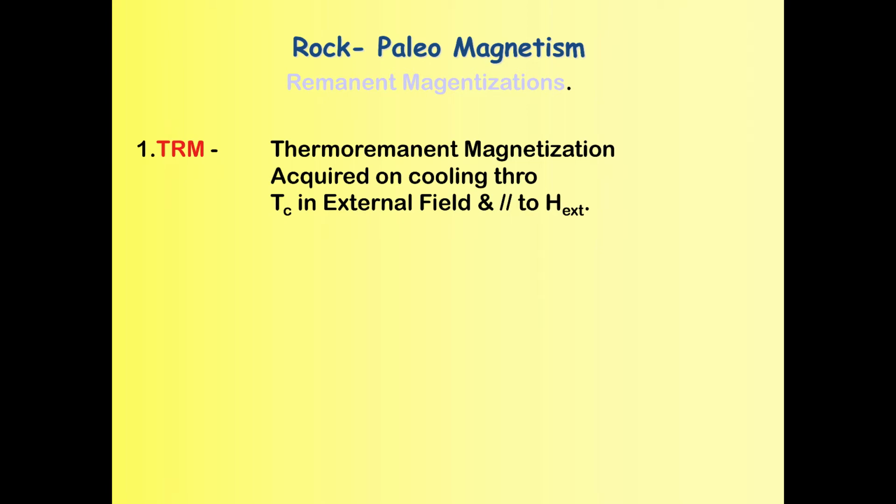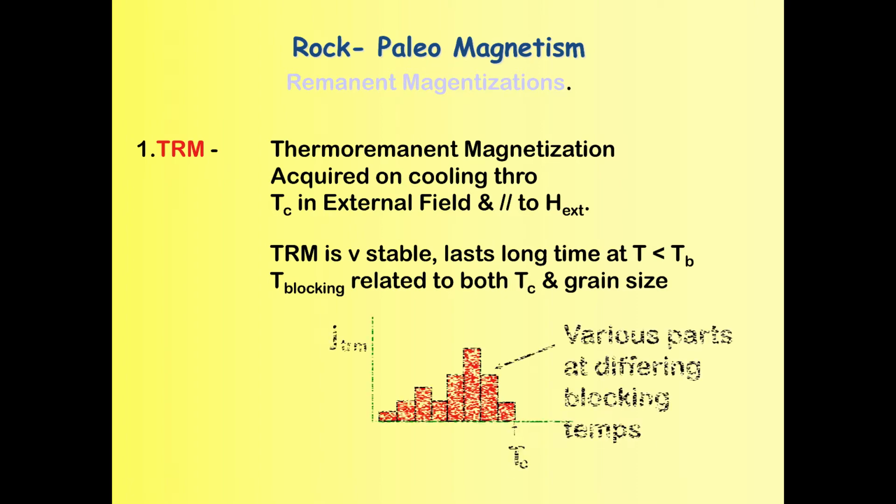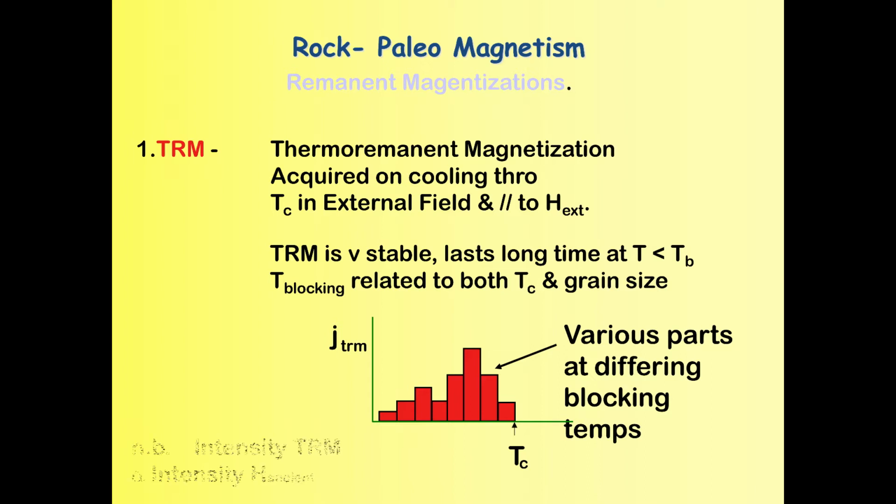At the end of our last class, we had been talking about TRM, thermoremnant magnetization. We'd mentioned that this is a very stable magnetization, lasts a long time, and can be acquired in little increments as the rock cools beneath the Curie point. We'd also mentioned that the intensity of TRM is thought to be proportional to the intensity of the field in which it is acquired.